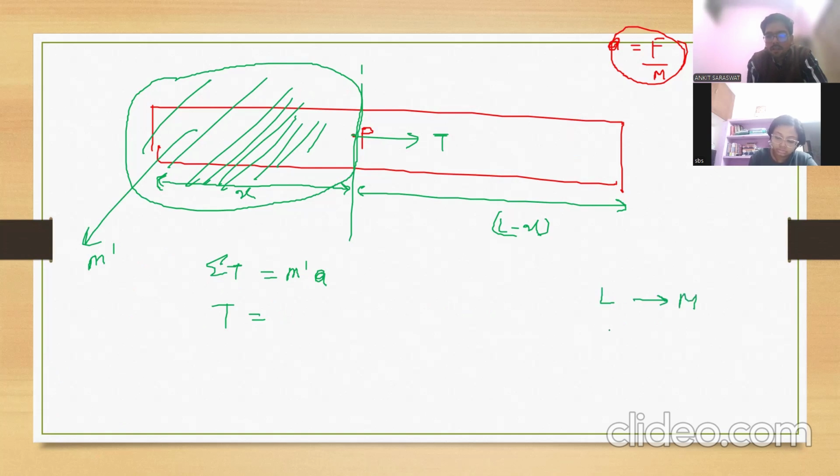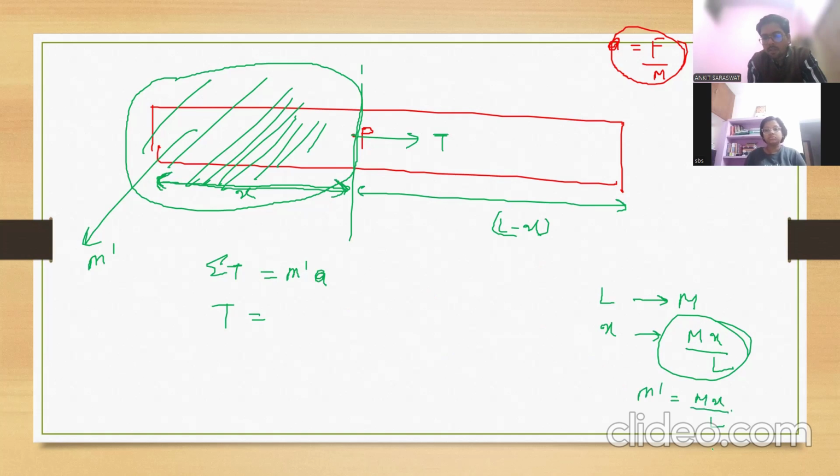Okay. Then what is the mass of this small length x? Mx by L. Unitary method. Okay. Total length L has mass m. Then the mass of this x length is mx by L. So this is what? M dash. M dash is mx by L.